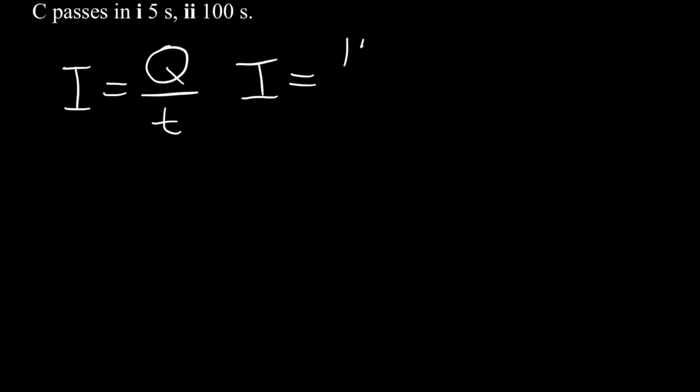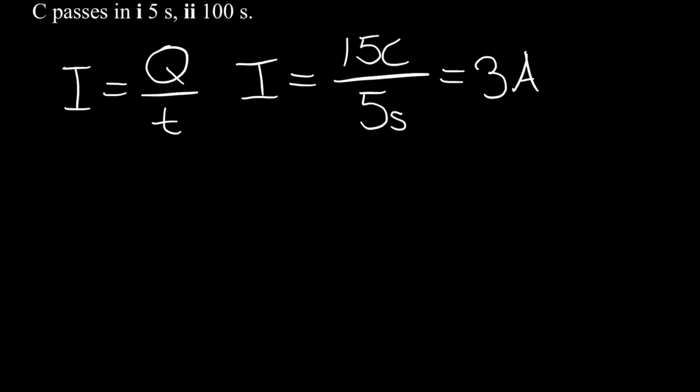So you begin by writing it down, and then we substitute 15 coulombs and 5 seconds. So I equals 15 coulombs, all divided by 5 seconds. The answer to that is 3 amps. That's the final answer to part B, I.